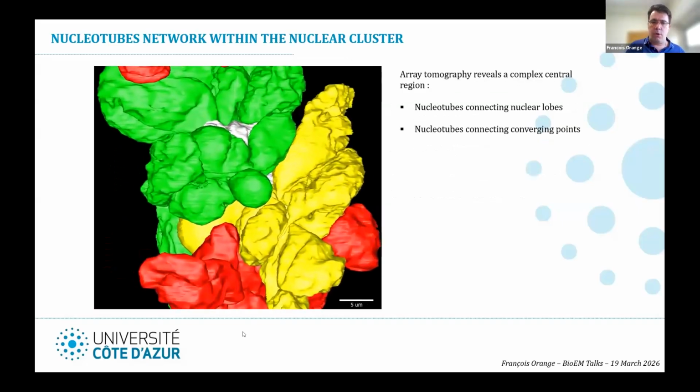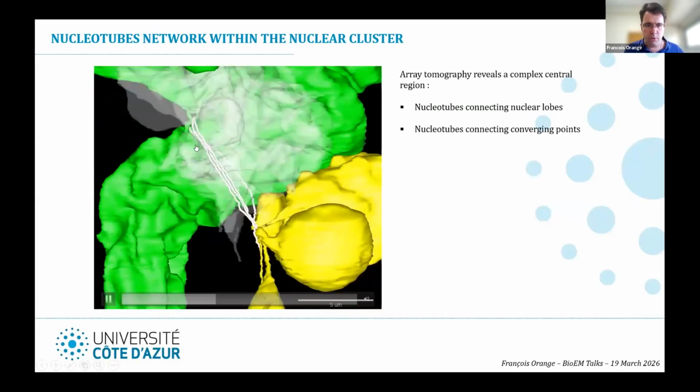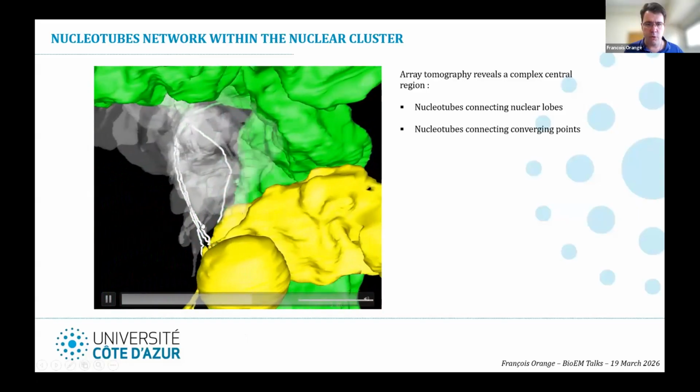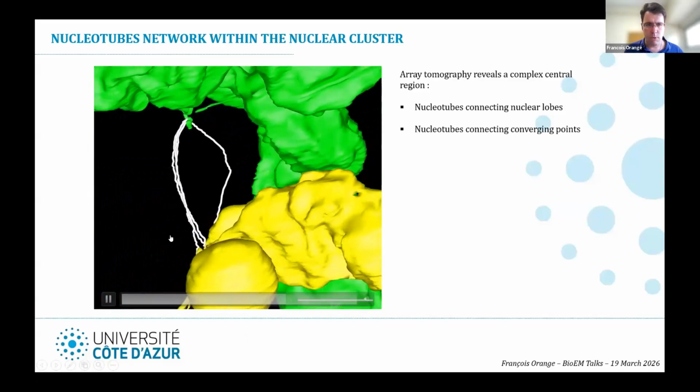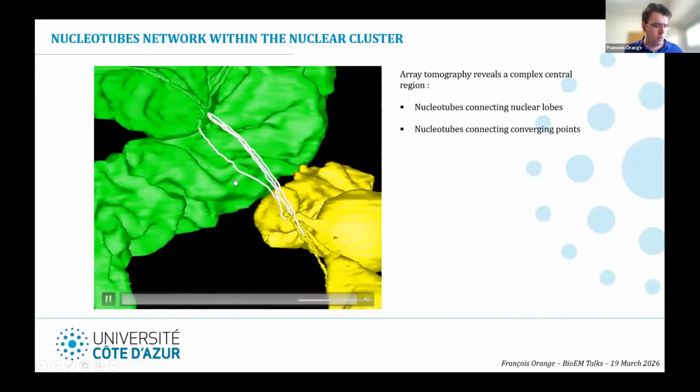What we could see if we go into this nucleus is that some nuclear tubes also connect the two converging points between them. One converging point here, another one here, and you have a few nuclear tubes connecting the two points.